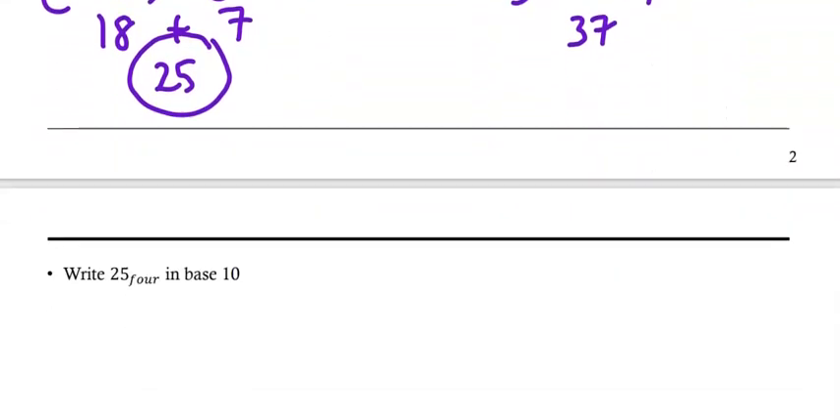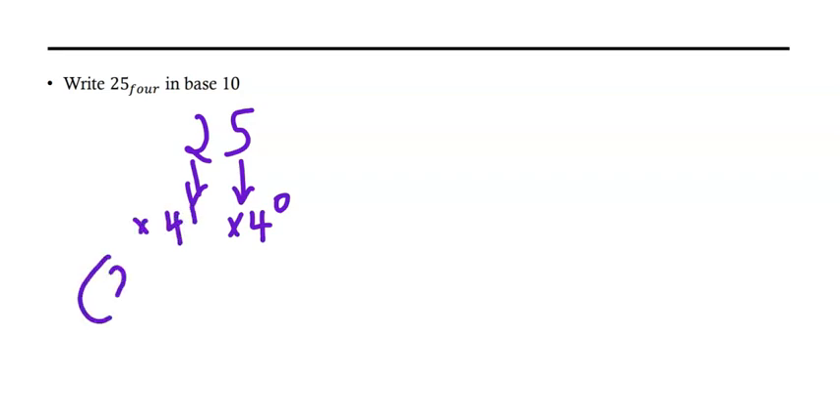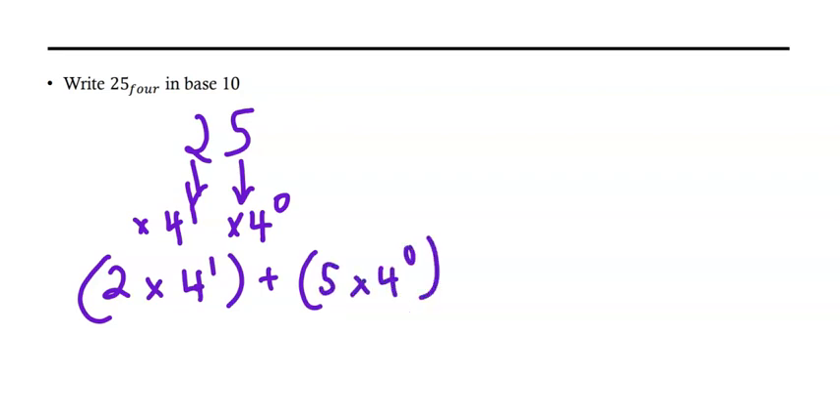Let's do another one. All right, write 25 base 4, but put it in base 10. So once again, I'm going to write the number 25. Since it's base 4, I know this is going to be multiplied by 4 to the 0 power. This is going to be multiplied by 4 to the first power. Expand it out. 2 times 4 to the first power plus 5 times 4 to the 0 power.